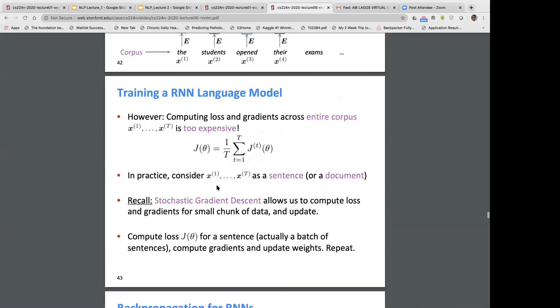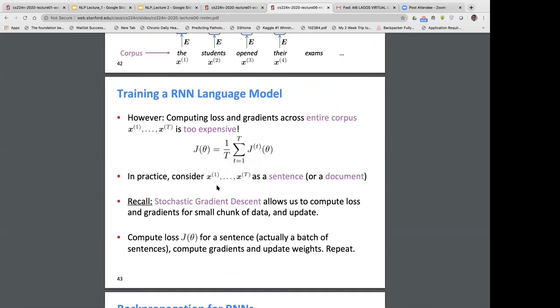I don't know if you guys have touched stochastic gradient descent, but stochastic gradient descent, in the form of batch gradient descent, allows you to compute your loss and gradient over very small data and update. So over every example, instead of waiting to compute the loss over all of your data before you start to update the weights, you do it after each example.